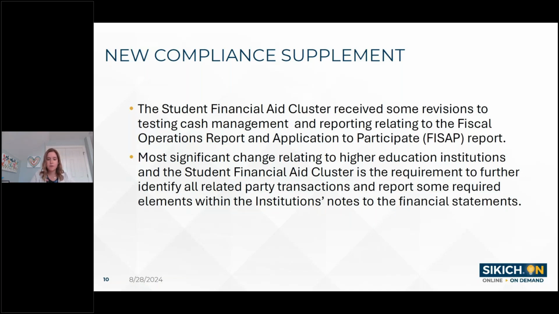And then probably one of the most significant changes relating to higher education institutions that do report to the Department of Education for their compliance audit is the requirement to further identify all related party transactions and report some required elements of those transactions within a footnote to those financial statements. So really adding increased transparency and disclosure regarding an institution's any and all of their related party transactions.